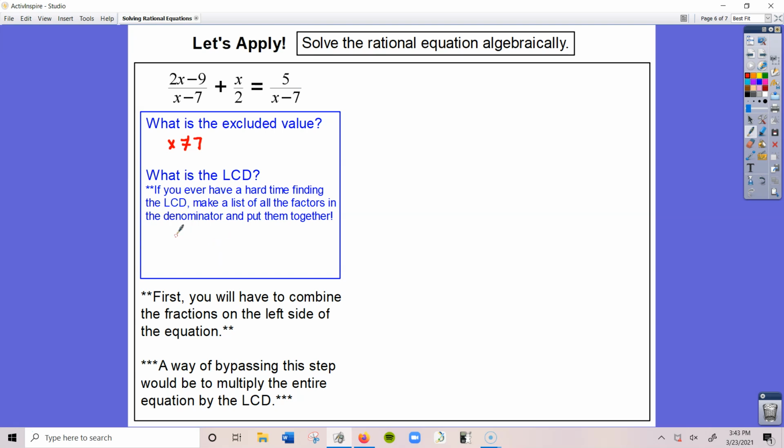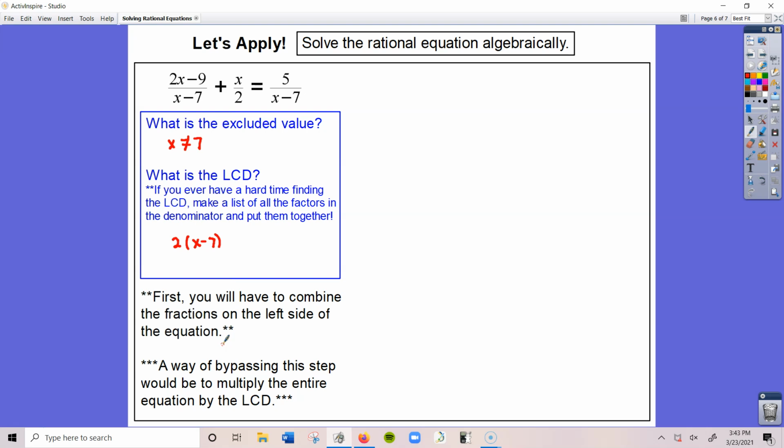Now the LCD in this case would be 2 times x minus 7, because we have this 2 here. And I even made a note here just in case you forgot. If you ever have a hard time finding the LCD, make a list of all the factors in the denominators and put them together. So we have x minus 7 and 2 and then x minus 7 again. So my LCD is 2 times x minus 7. Now what I wrote here is that first you will have to combine the fractions on the left side of the equation, so that way we can cross multiply.